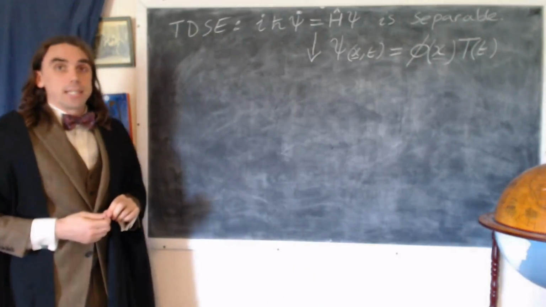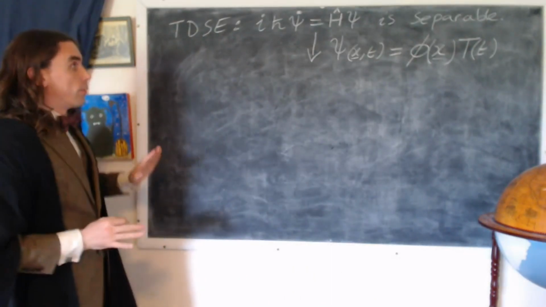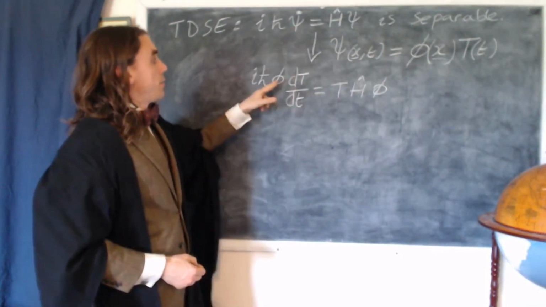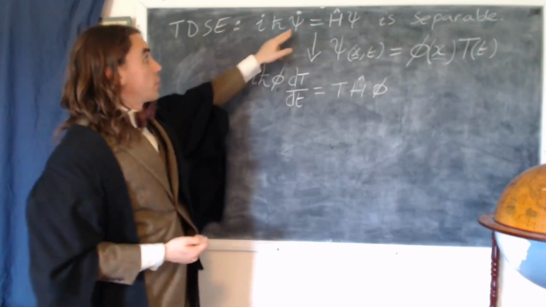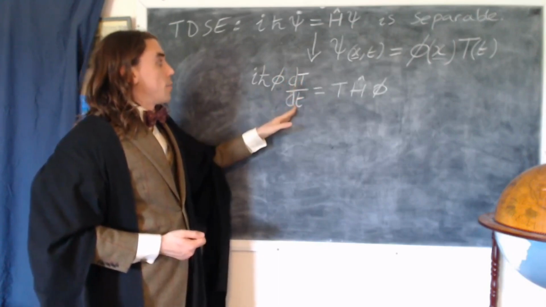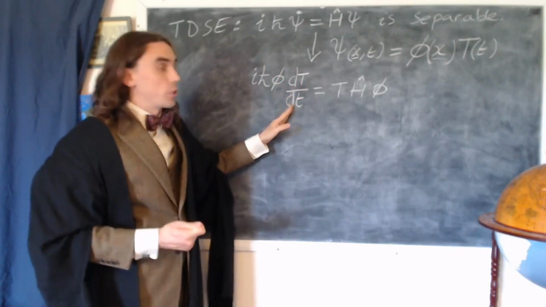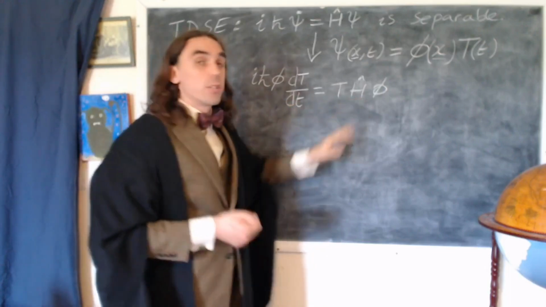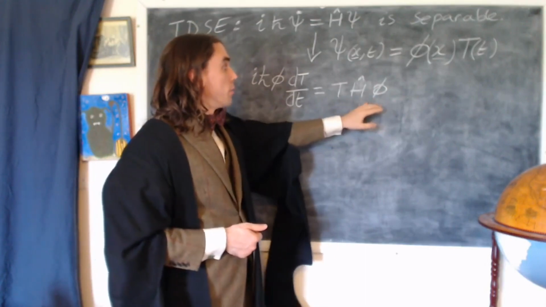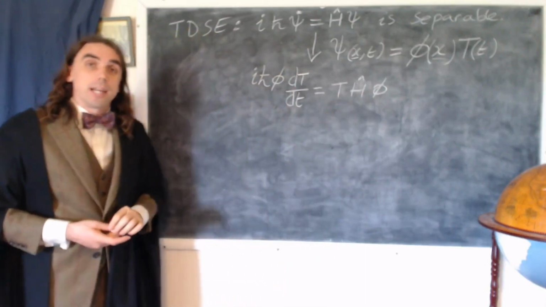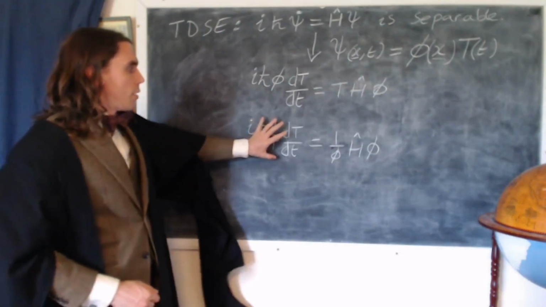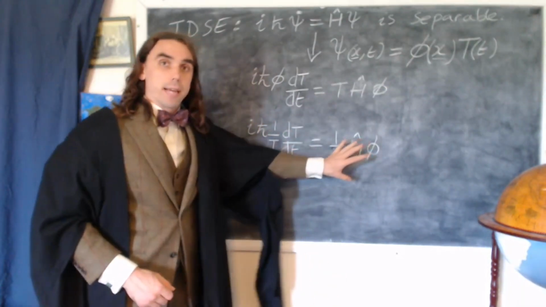When we substitute that ansatz in, we see that the equation reduces to the following form, where the phi has pulled through the time derivative because it's not a function of time, and this is a partial derivative. The partial derivative of T with respect to time is actually a total derivative because it's only a function of time. And over here, the Hamiltonian, because the potential is time independent, only acts on the spatial coordinates, so we can pull through the T over here. Rearranging slightly, we get 2 different equations. One purely in terms of t, and one purely in terms of x.